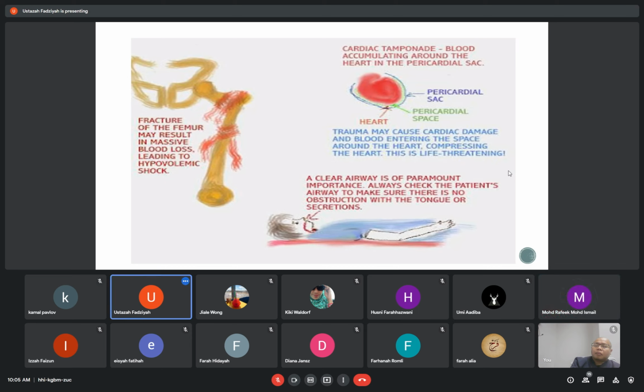Betul lagi. Obstructive shock, kan? Patient with obstructive shock, patient yang ada tension pneumothorax, patient with this cardiac tamponade, obstructive shock. Okay, sebab dia tak ada circulation. Okay, unless kalau patient memang bleeding banyak, that's a different story lah. Okay, femur, long bone fracture. Okay, can continue. Teruskan.